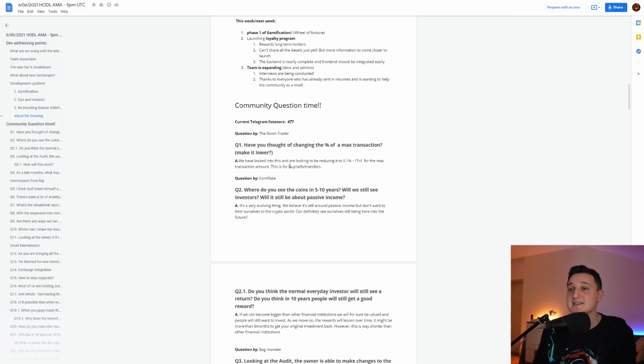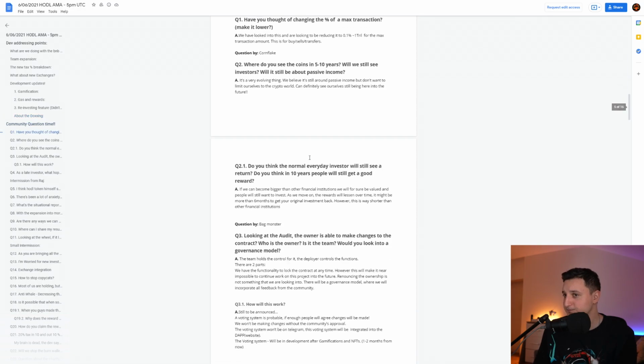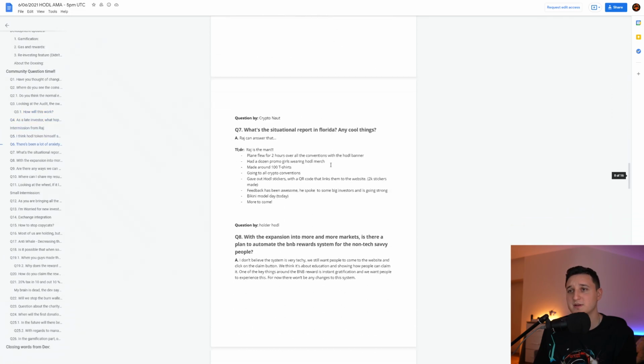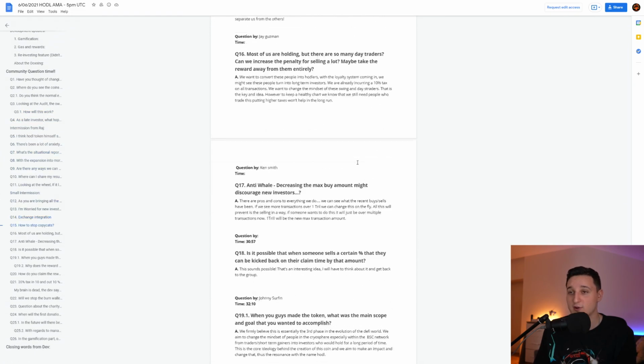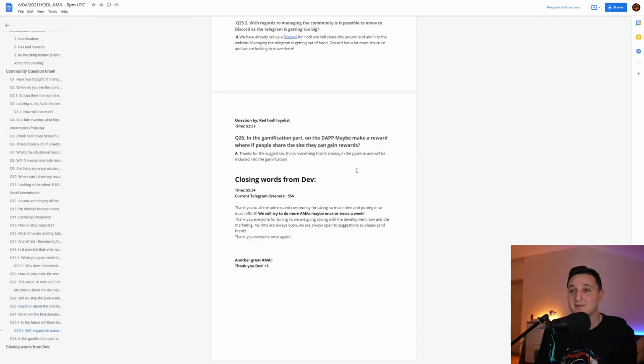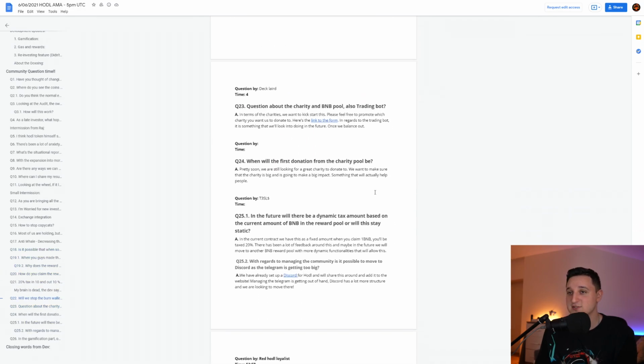Question: have you thought of changing the percentage of the max transactions? We have looked into this and are looking to reduce it to 0.1%, 1 trillion for the max transaction amount. This is for buy, sell and transfers. You guys read this if you want, it's pretty long. It's a whole Q&A, so if you do want to look at every single question here.